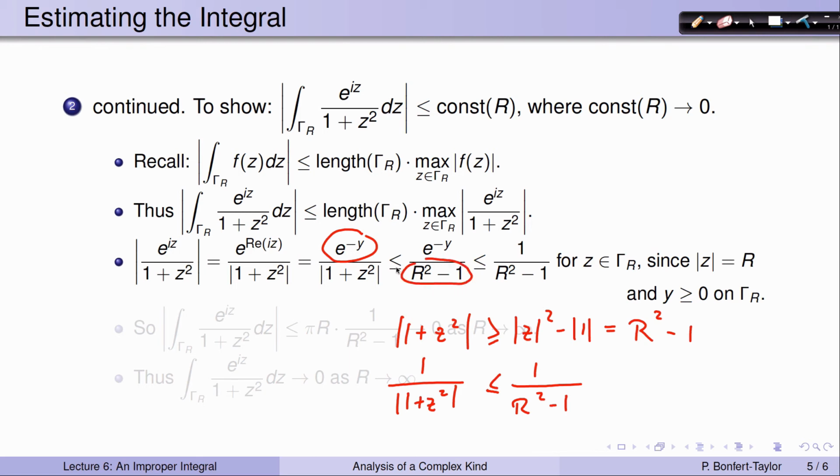So the absolute value of my integrand is bounded above by e to the minus y divided by r squared minus 1. Now remember that we're only looking at the upper half of the circle of radius r centered at the origin. So all my z's are from this upper half of the circle, which means the y value of all of the z's is greater than or equal to 0. Because the y value is greater than or equal to 0, all these exponents minus y are less than or equal to 0, which means e to such an exponent is never greater than e to the 0, which is 1. Therefore, on the curve gamma r, the integrand is bounded above by 1 divided by r squared minus 1.